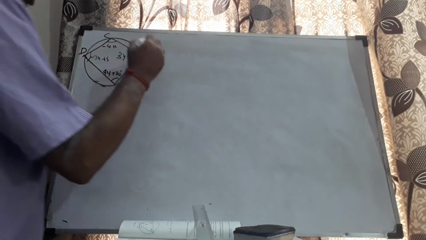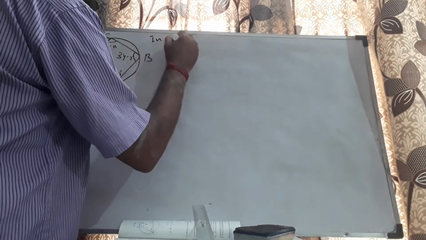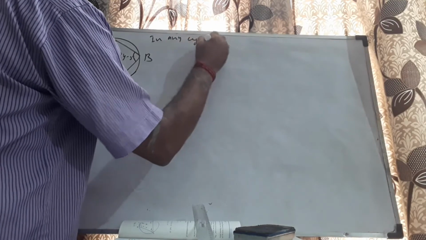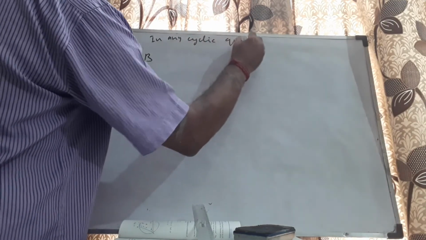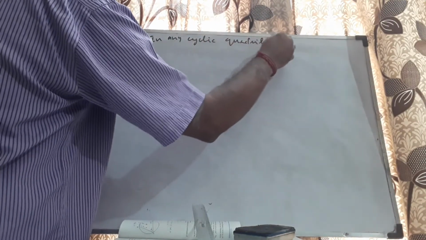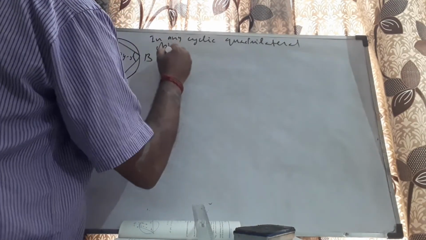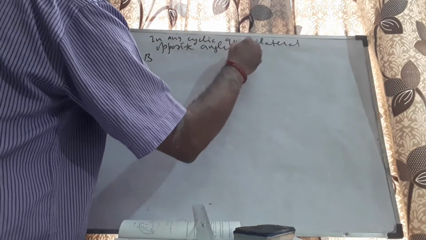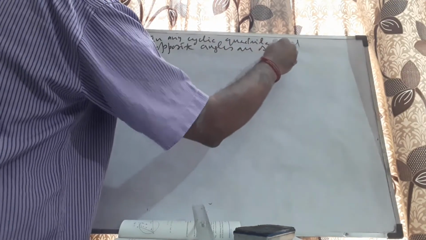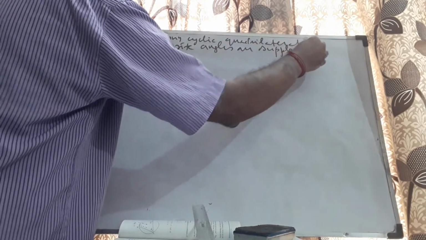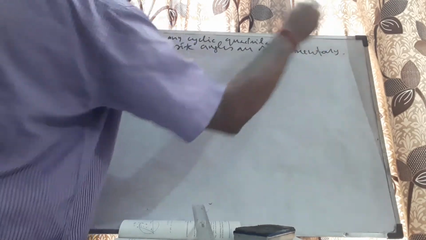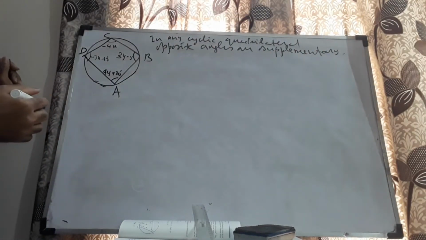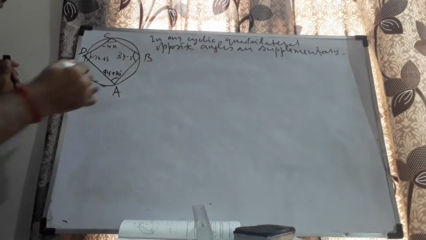Just listen carefully. In any cyclic quadrilateral, opposite angles are supplementary. This you might have learned in the previous classes, in 8th standard or 9th standard.